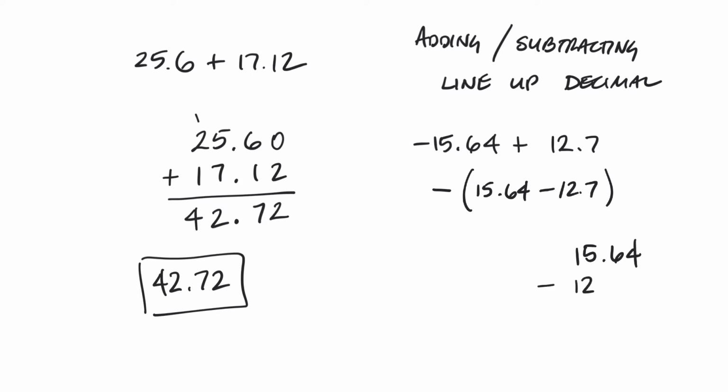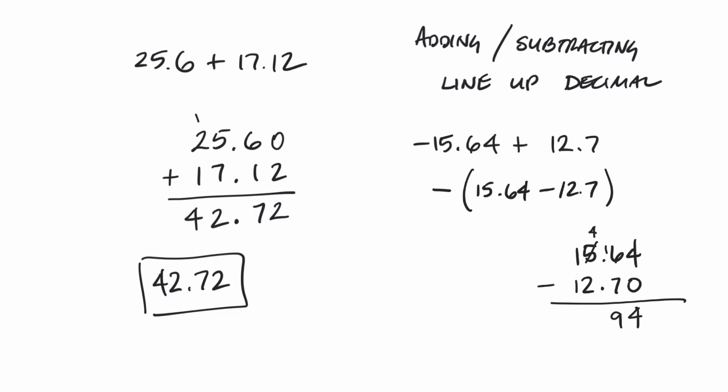Stack them up, make sure we line up our decimals, and we can put a 0 after that 7 because there's an infinite number of zeros there. And now we'll just do our subtraction. So 4 minus 0 is 4. I need to borrow here, so this will be 4. And then this is 16 minus 7. So it's going to be 9.